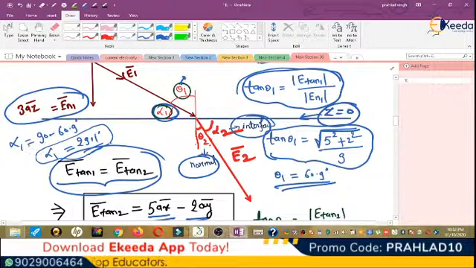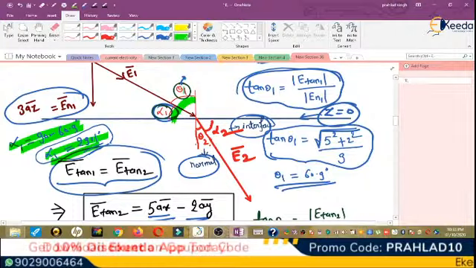When we calculate alpha 1, alpha 1 is just 90 degrees minus theta 1, because this total angle is 90 degrees. So when we subtract 90 minus theta 1, we will get alpha 1.